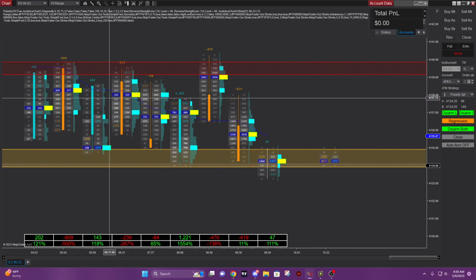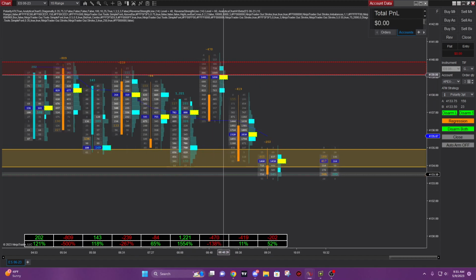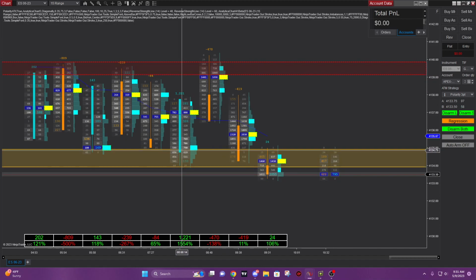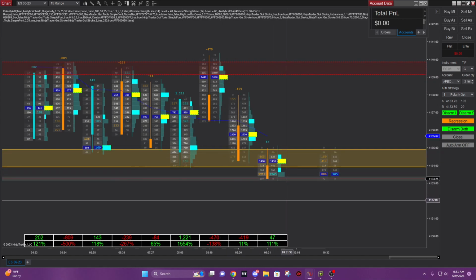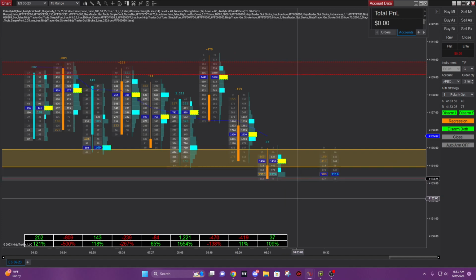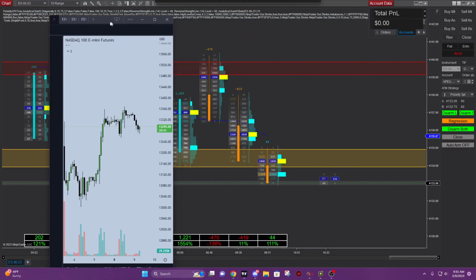There are sticky point of controls on here. We also have point of control right at this derived zone, which kind of hints to me that it's working. And right now we're struggling to break through this absorption zone right here.